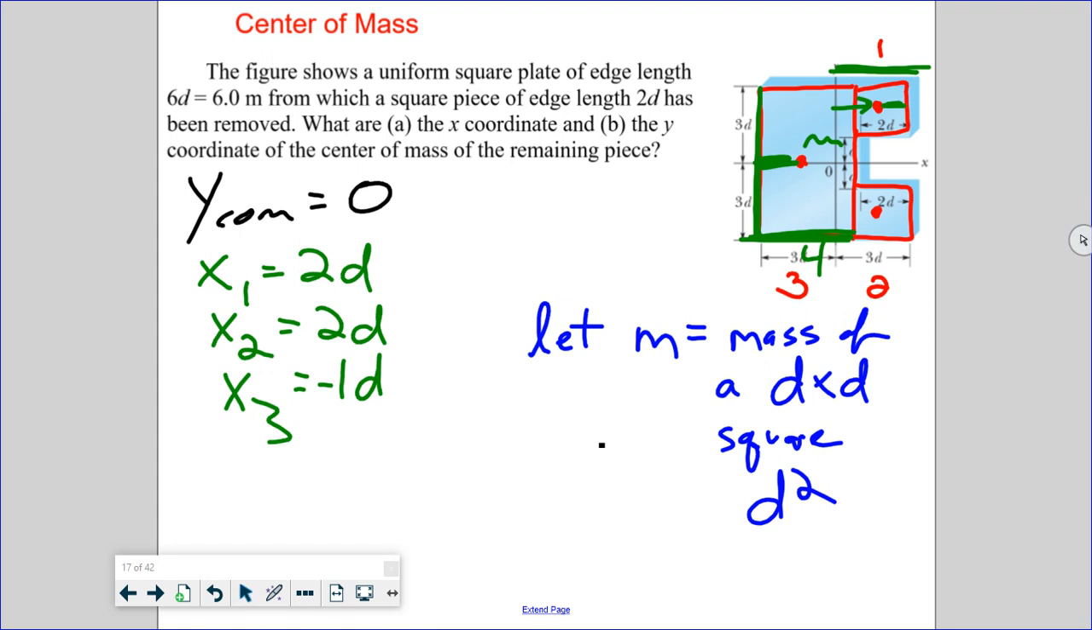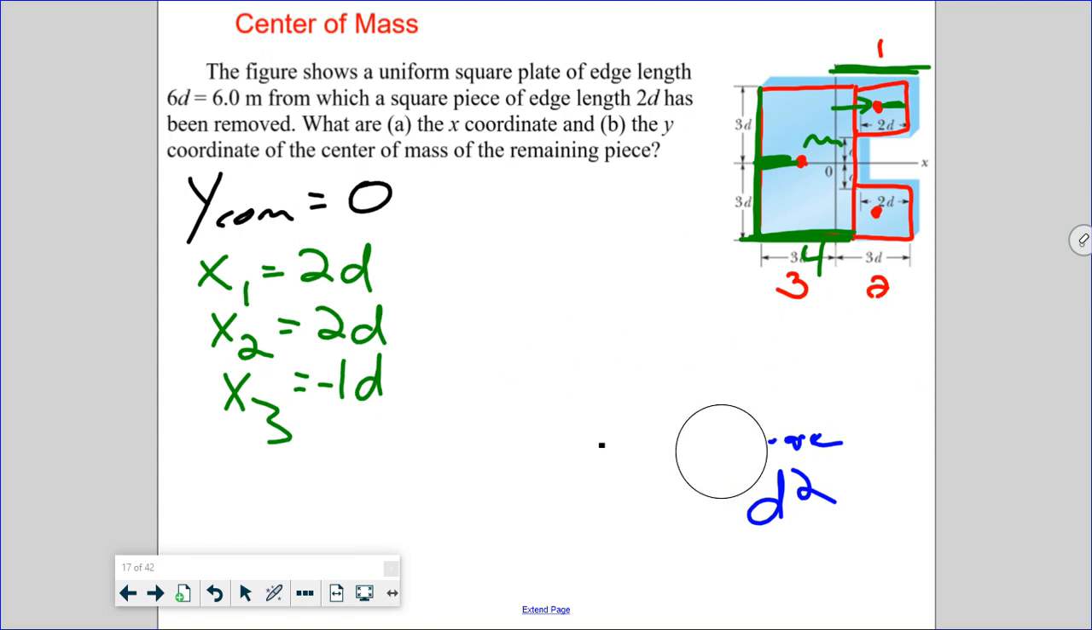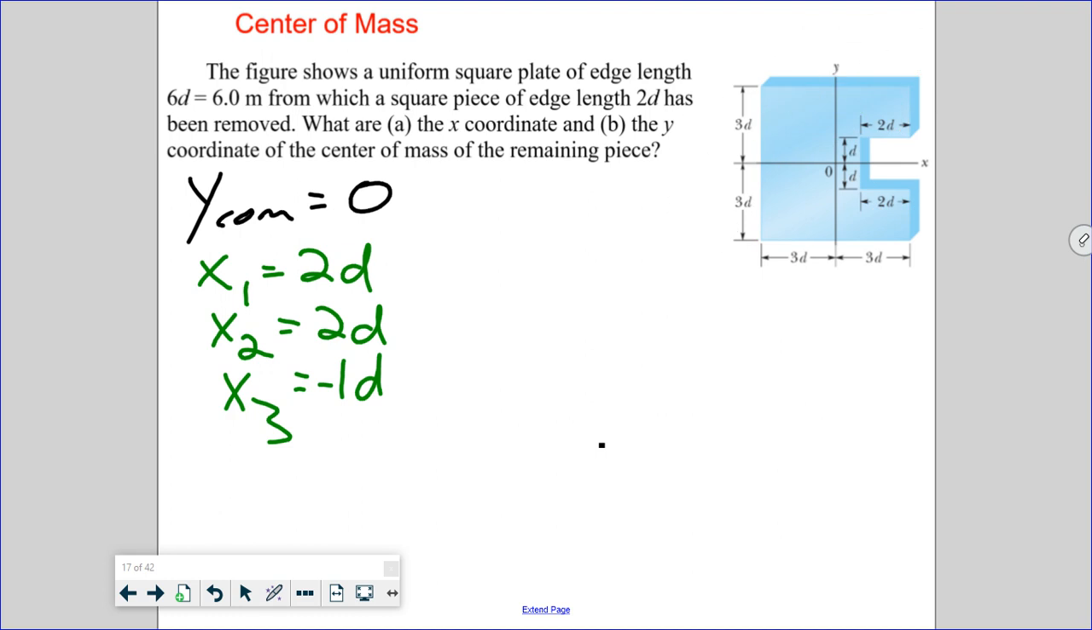In other words, an area of d squared is going to have a mass of m. Okay. So with that in mind, let's find the area of each of these blocks, and then we can replace that with our mass, right? So from this point forward, m represents the mass of a block with an area of d squared. Okay, so let's go back. Let's break this up again.